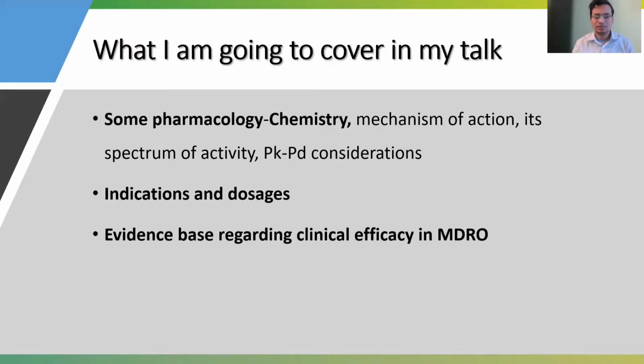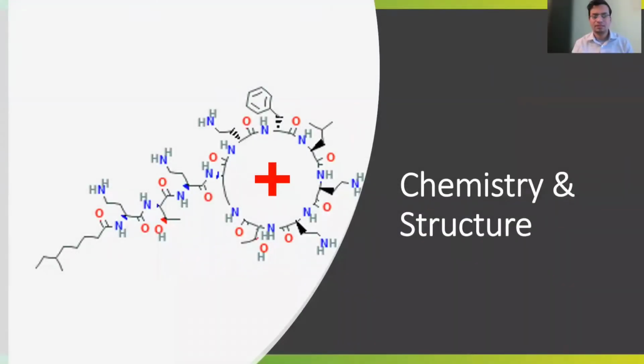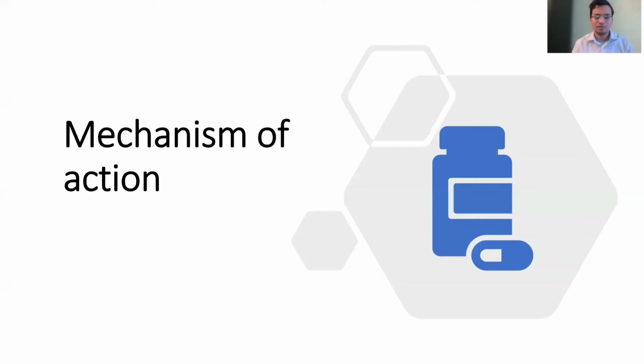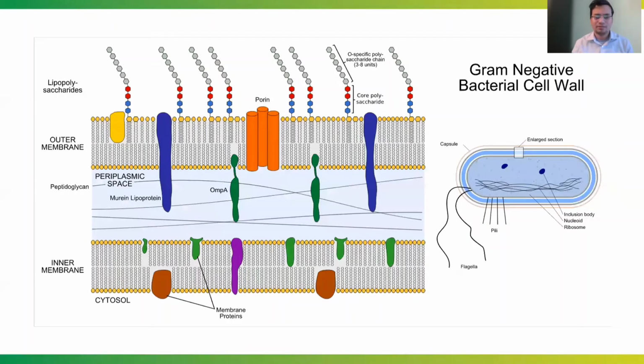Chemically, it consists of a positively charged peptide ring and a tripeptide side chain with a fatty acid tail. The tail helps in attachment and entry through the bacterial membrane. How does it act? Let's understand.